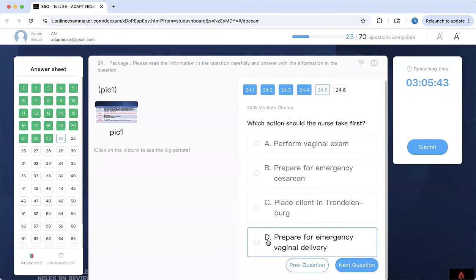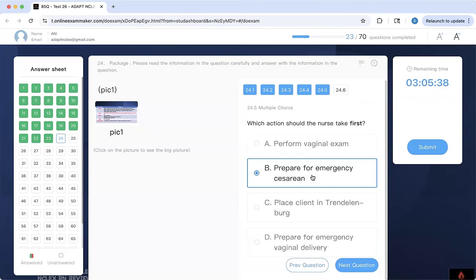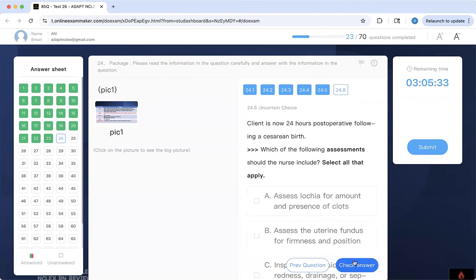I can tell you, there are no more vaginal exams. There's no vaginal delivery. We've got to do an emergency C-section. And therefore, Trendelenburg position will make the mommy sicker.